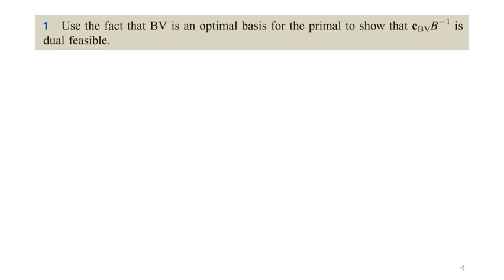In the primal problem, we have m constraints. It means that we have m basic variables. So we have m elements inside the CBV B inverse vector. And we just name the elements of CBV B inverse equals y1, y2, up to ym.